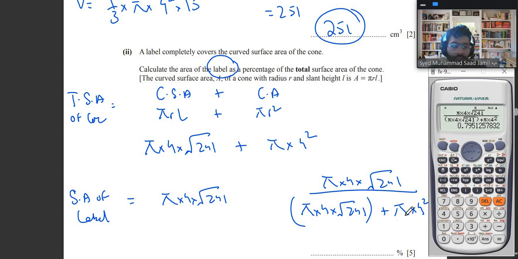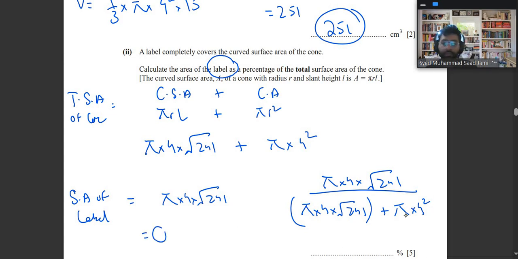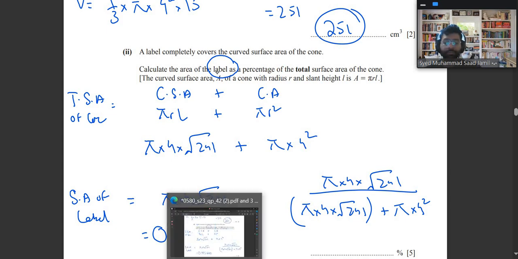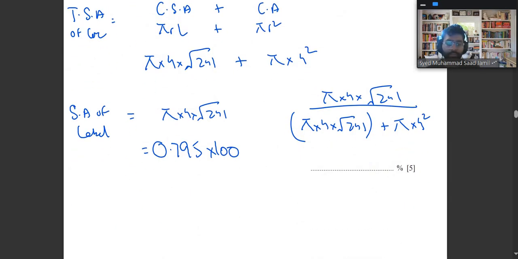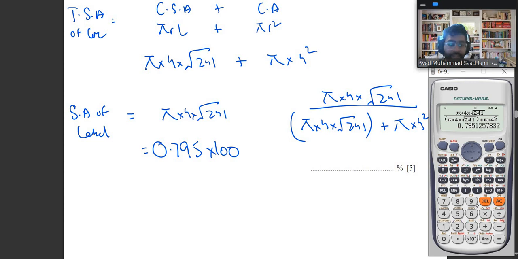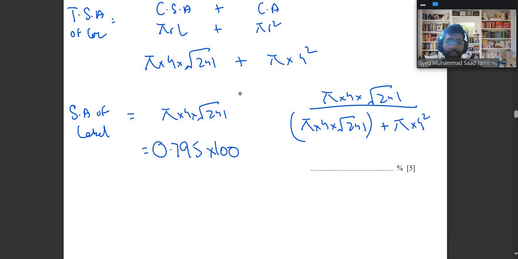So once I get 0.795, I will multiply it with 100, because we calculate the area of the label as a percentage. So it becomes 79.5%. So the answer is 79.5. Okay.